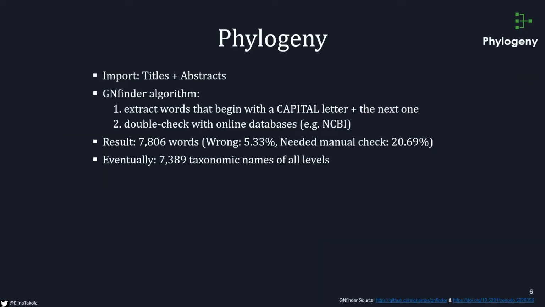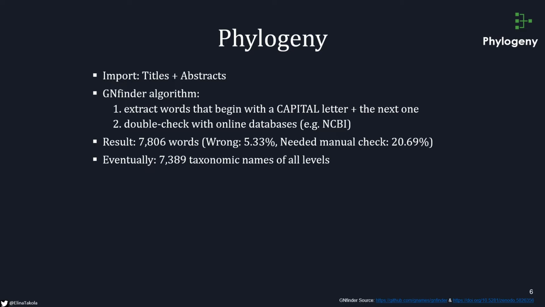Then, we had to identify the study species. Doing this manually for 30,000 publications is a very painful process, so we decided to use an algorithm which is called GNFinder. The mechanism of GNFinder is based on the assumption that all taxonomic names, classes, orders, families, etc., start with the first capital letter. The algorithm has two steps.